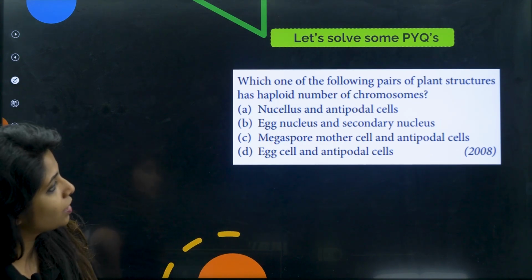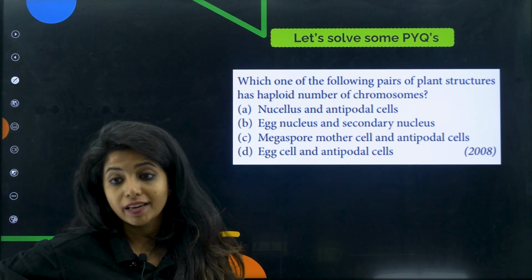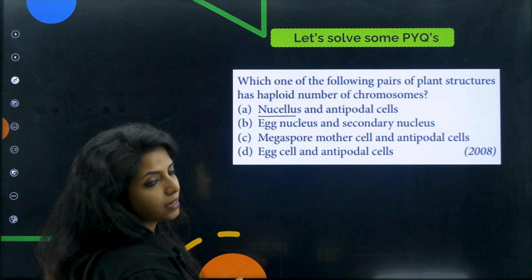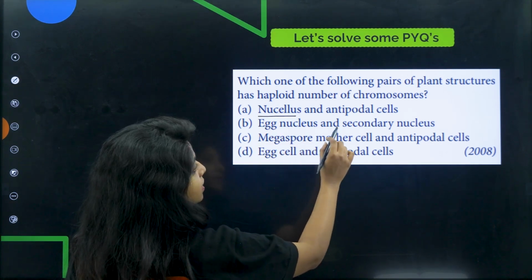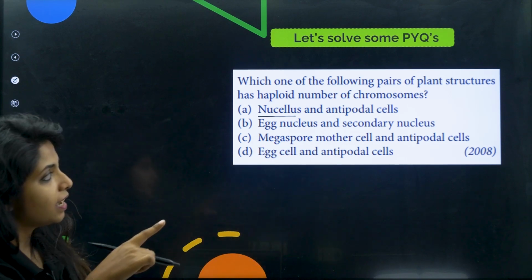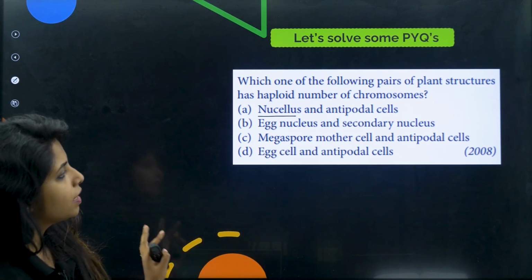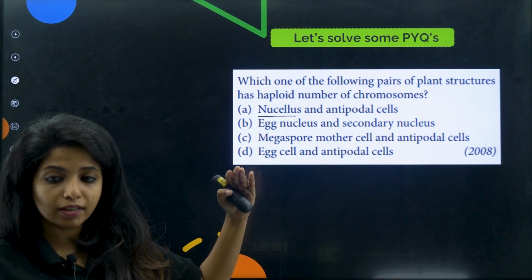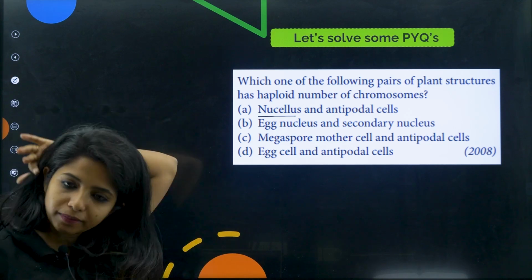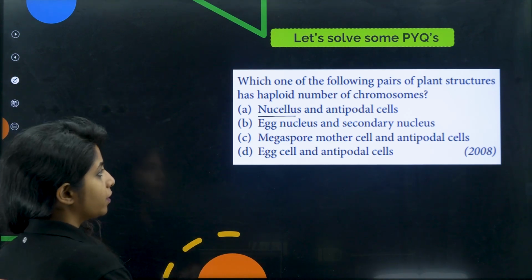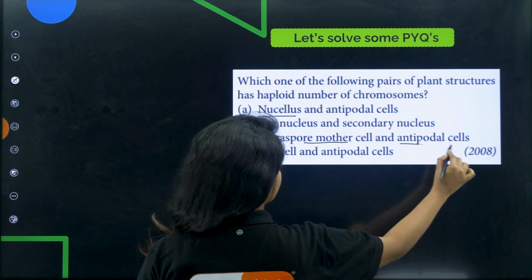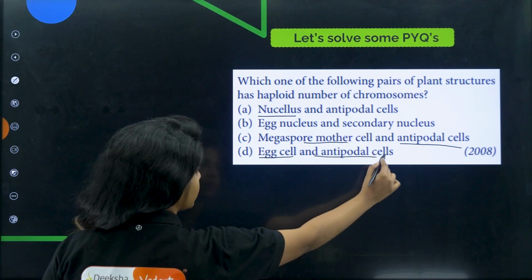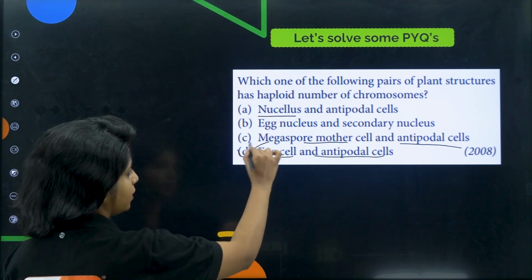Next one. Which one of the following pairs of the plant structure has haploid number of chromosomes? Tell me. Nucellus, can it have? No. Egg nucleus and secondary nucleus. What is it? We do not know. Megaspore mother cell and antipodal cell. Can they have haploid number of chromosomes? You tell me. Megaspore mother cell will be having diploid. This will be having haploid. What about egg cell and antipodal cells? They will be having haploid because everything is inside the embryo sac. So basically this is the correct answer.